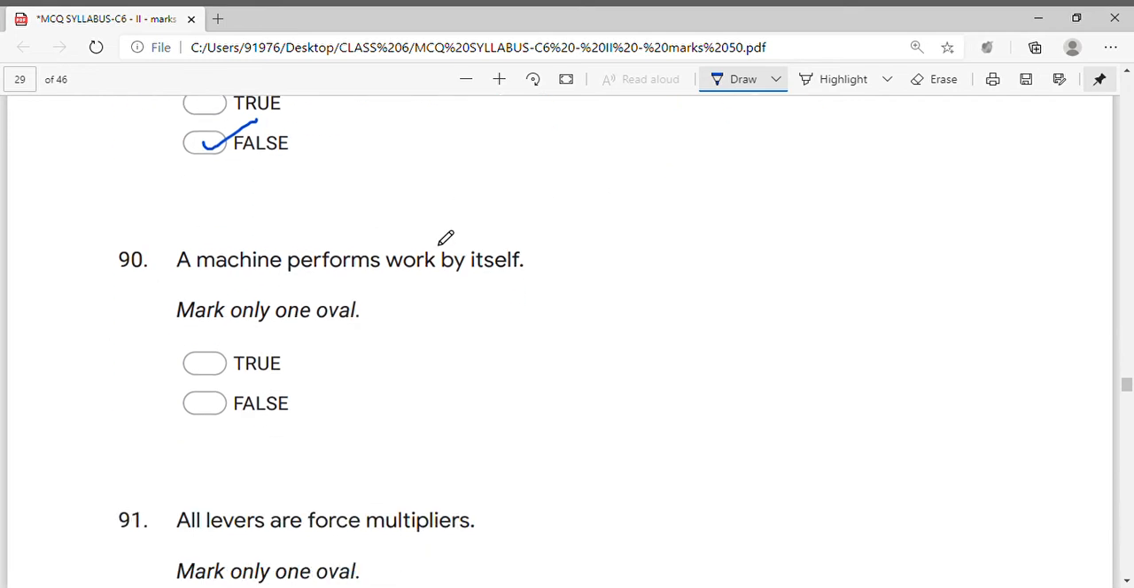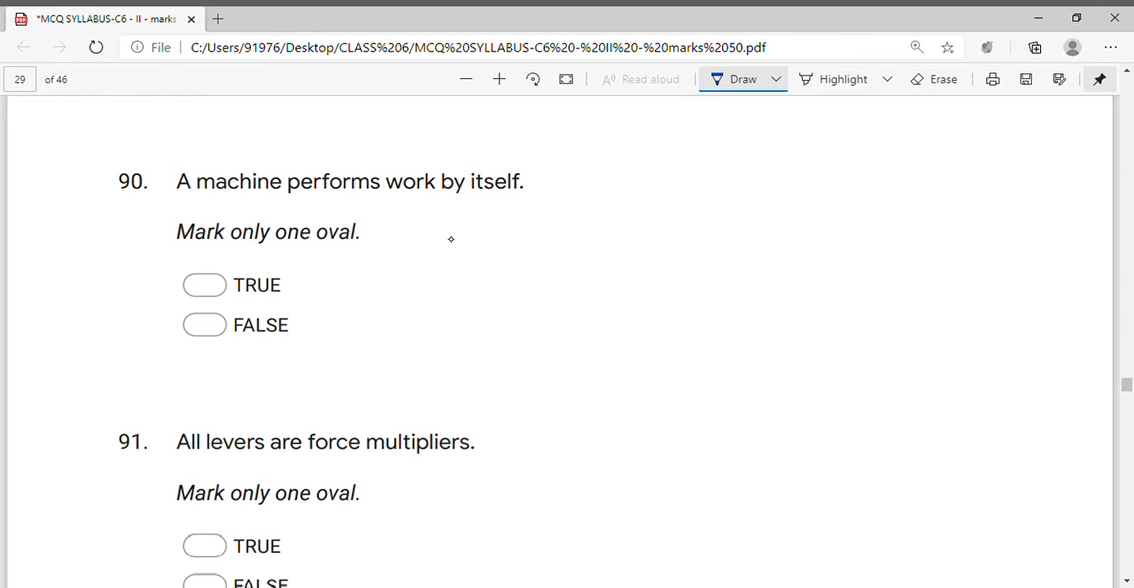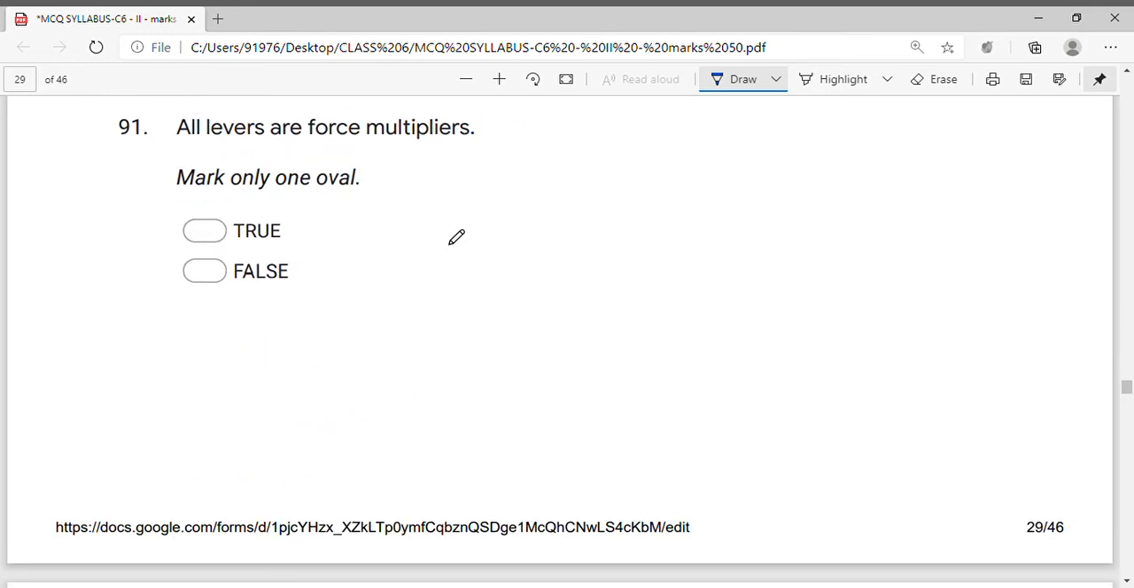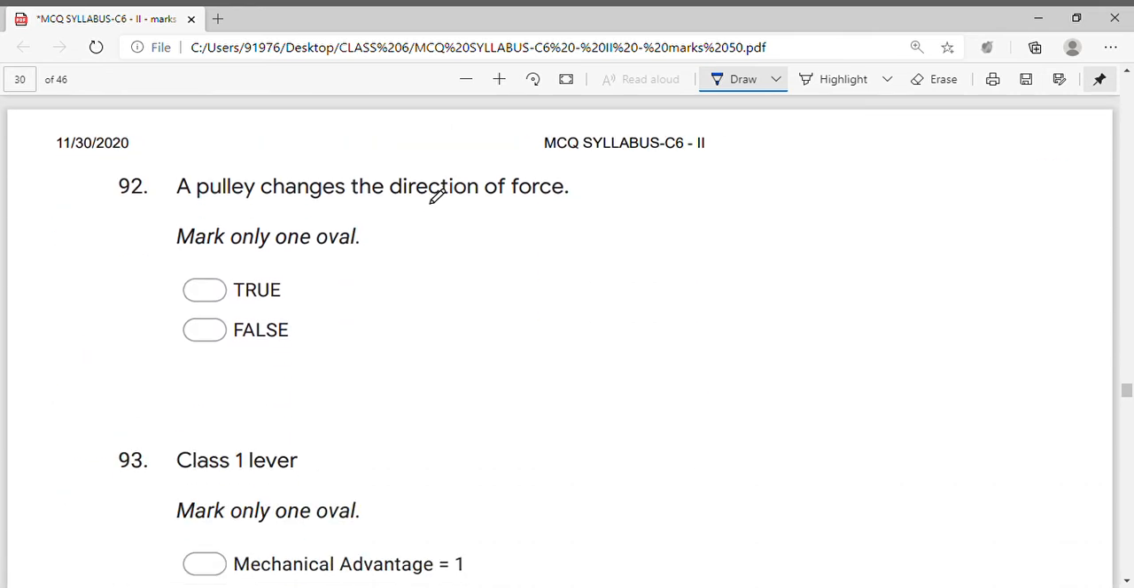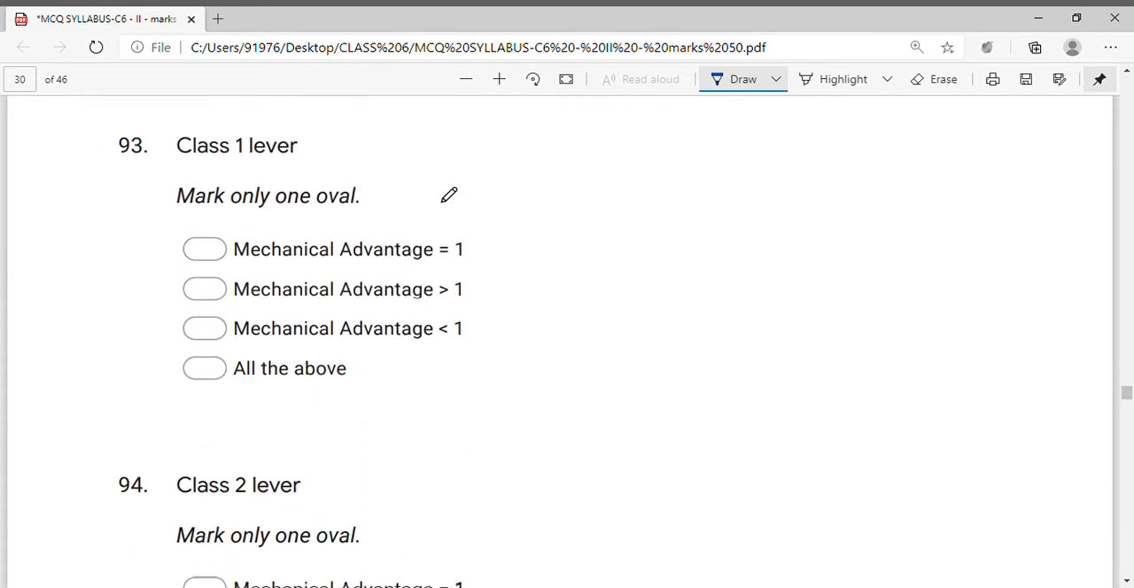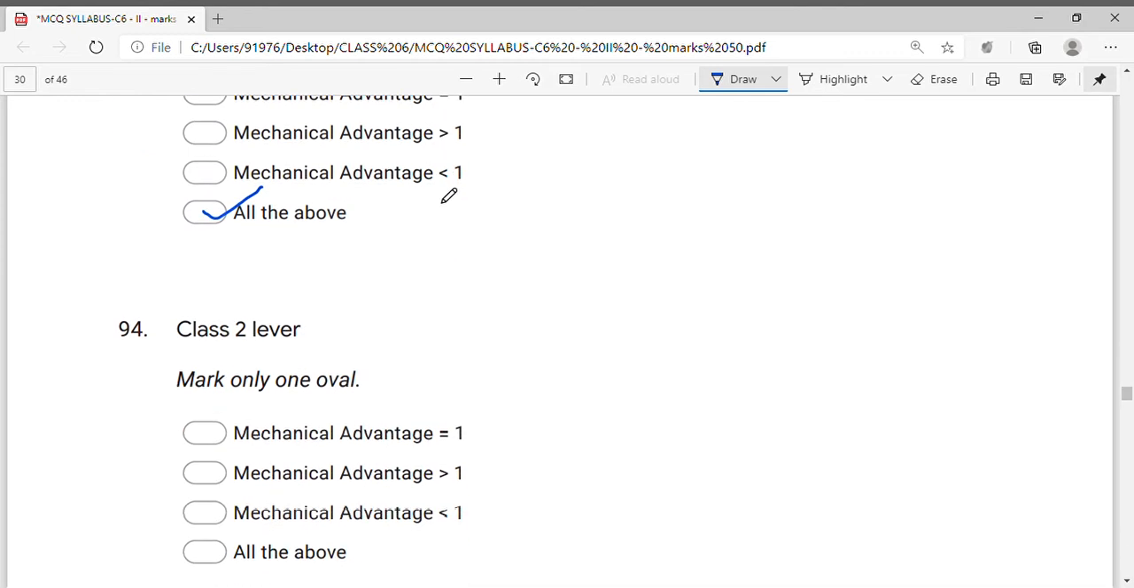A machine performs work by itself. No machine can perform work by itself, so it is false. All levers are force multipliers? No, levers are speed multipliers as well, or change direction, so it's false. A pulley changes the direction of force. Yes, it is true. A class 1 lever has mechanical advantage equal to 1, for example a seesaw, greater than 1 as well as less than 1. So it is all of the above.